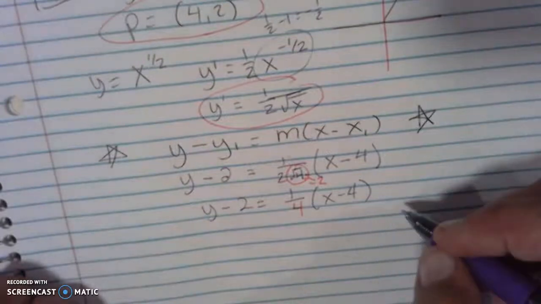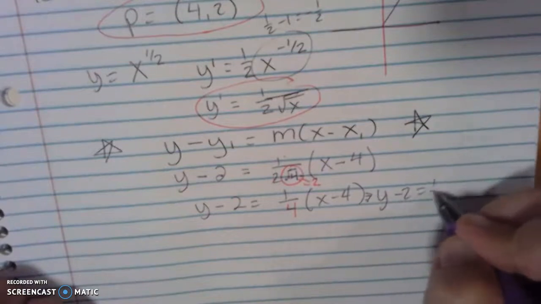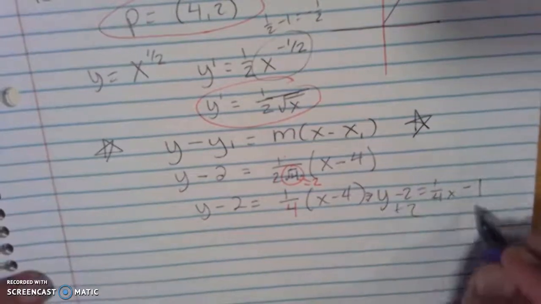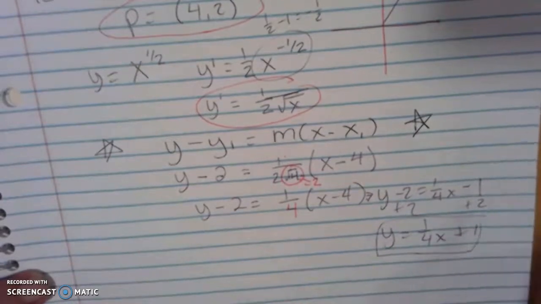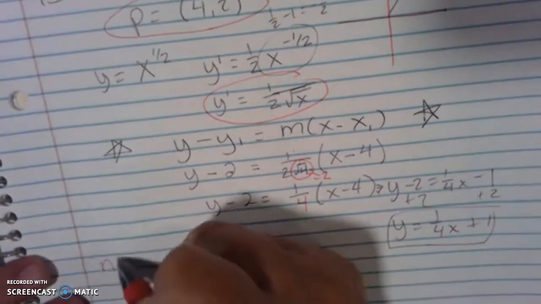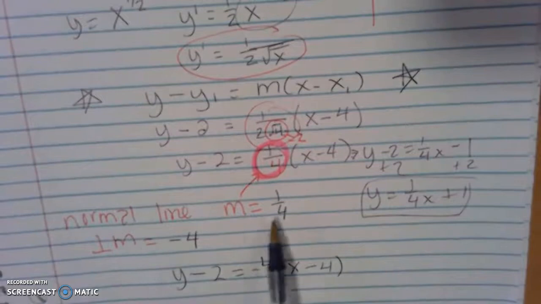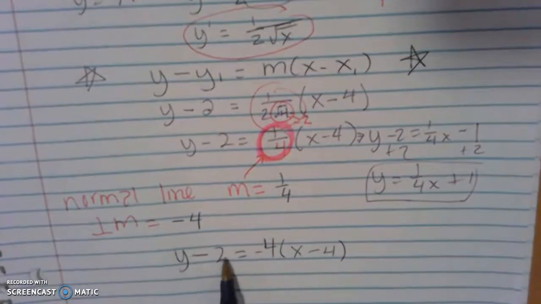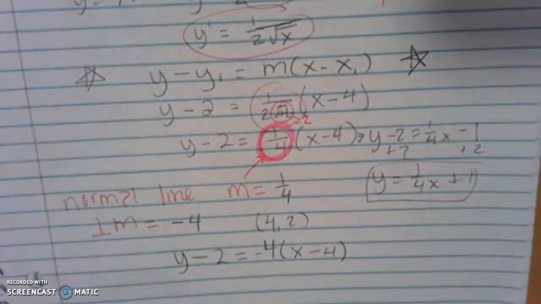I can simplify this. Let's change this to y minus 2 equals 1/4 x minus 1, because 1/4 times 4 is 1. If I add 2 to both sides, we get y equals 1/4 x plus 1. This is my tangent line. The normal line has to have the opposite reciprocal slope. So if the given slope is 1/4, its opposite reciprocal is -4, and then you write the equation y minus y sub 1. Remember, your point was 4, 2, that's your y, equals -4 times x minus 4, and then simplify.